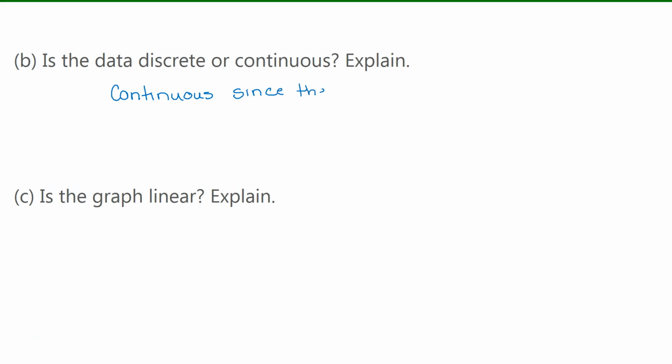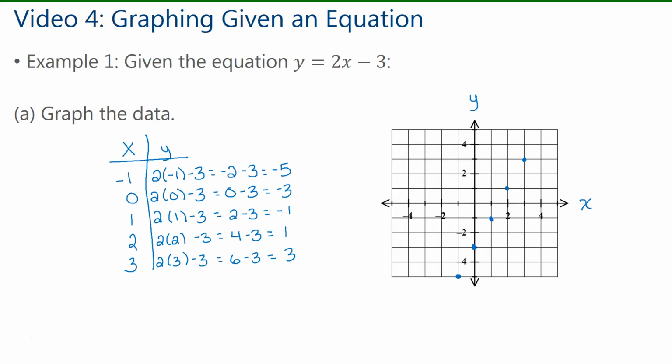since there is no context given. So that means I need to go back to my graph and using a ruler or something straight, I need to join up all my points. You can put arrows on each end to show that it continues in both directions as well.